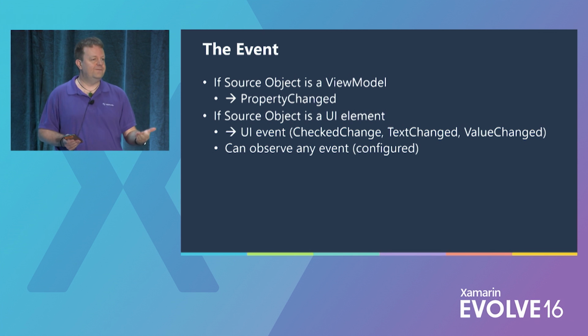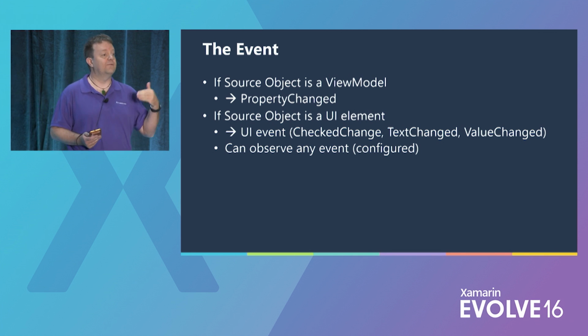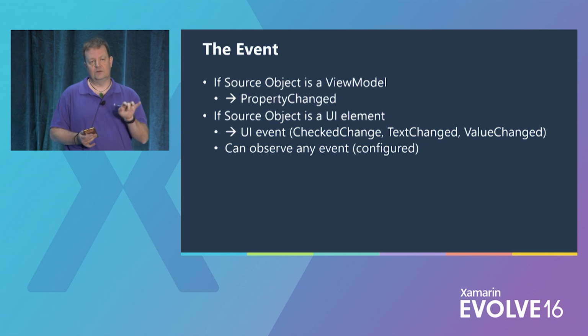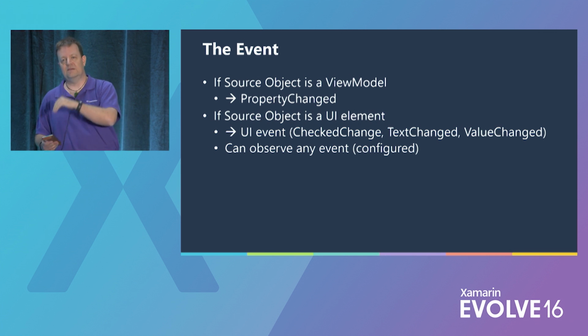Now, of course, you can configure any event you want. Like for an edit text, sometimes you don't want to observe the text change event because you don't want the binding to actualize every time that the user types one single character. What you will want is maybe focus change, so that when the user is done, sets the focus to something else, then only the binding is actualized.